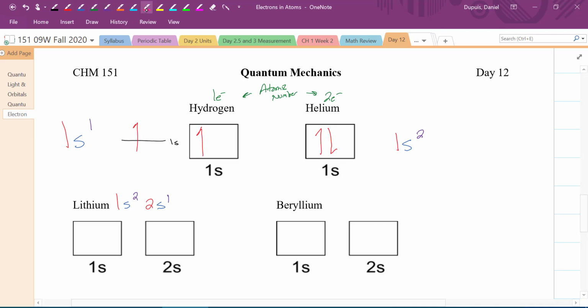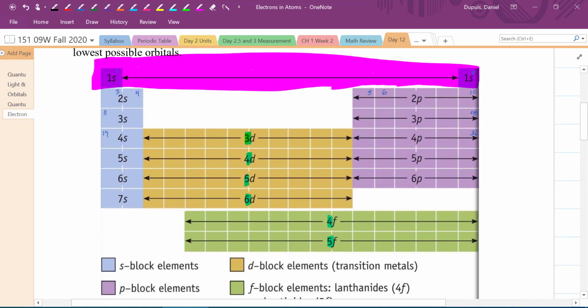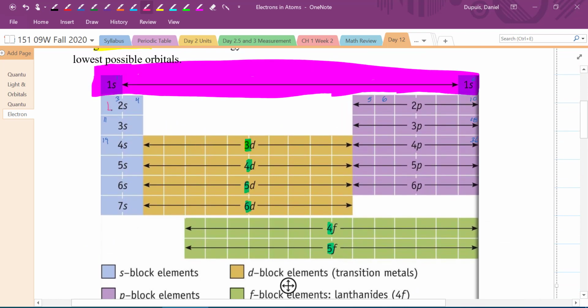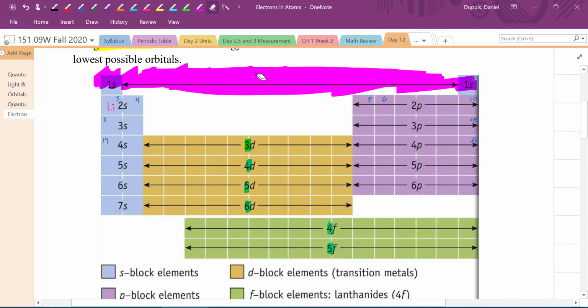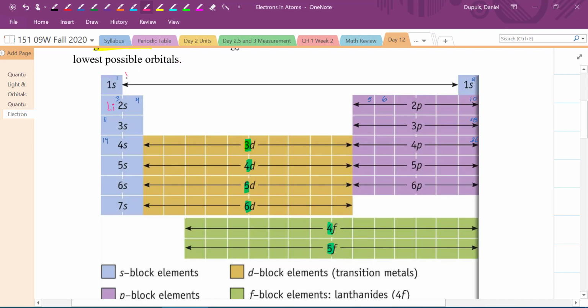So we look at lithium, we got up, down, up. If I come back here, lithium is right here. Let me erase my amazing highlighter job there. We always start here. 1s1, 1s2, full, check. 2s1, then it's going to be 2s2. Then it's going to go to 2p, and then it just fills in left to right, top down.